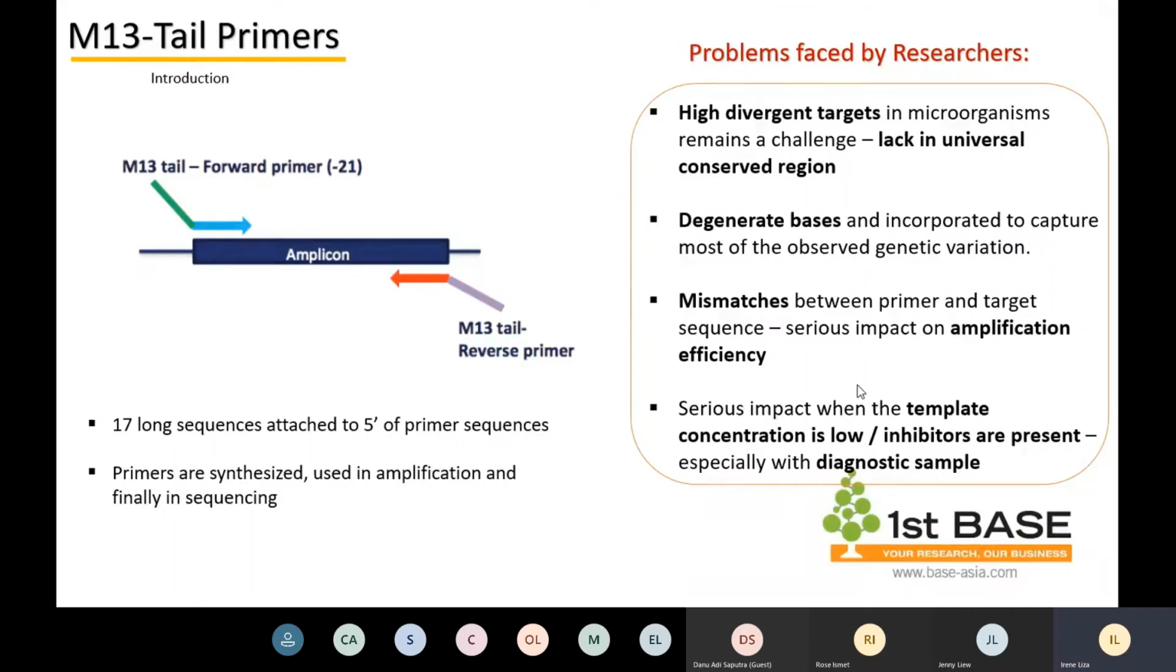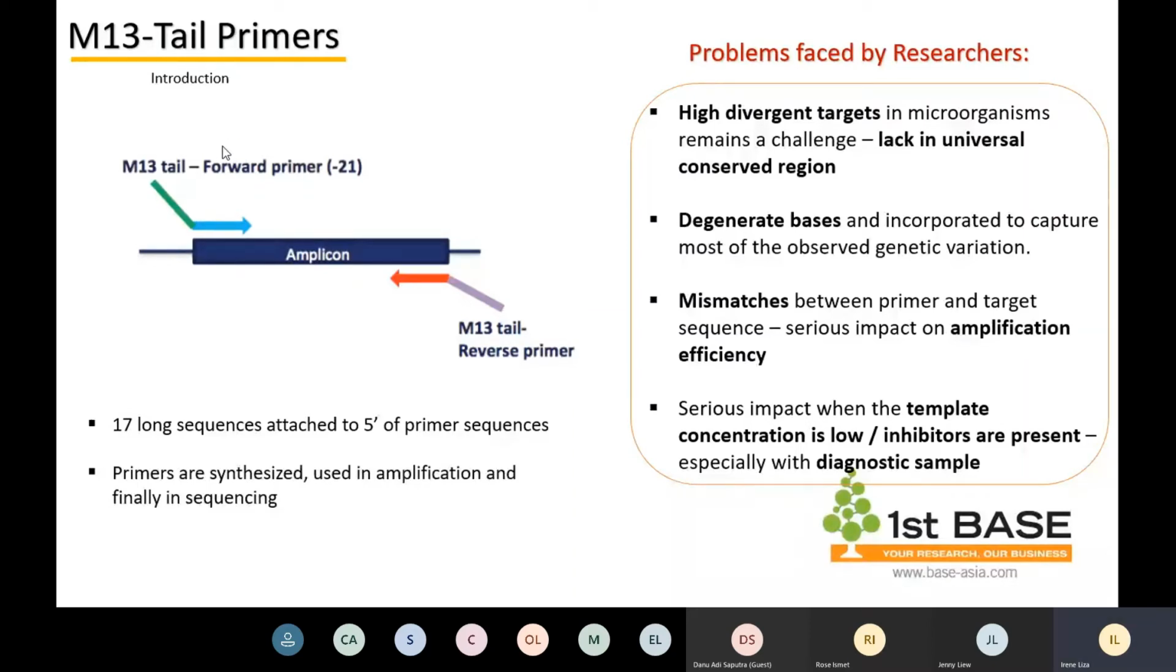So what is actually M13? M13 is basically a sequence, approximately 17 bases long, that is attached to the 5' of the primer sequence. So your forward primer, like what I've said earlier on, is very specific to the target gene or the amplicons. M13 is just going to be at the upper part of it. Primers are basically synthesized. These whole set of primers will be synthesized, used in amplification, and finally in sequencing.